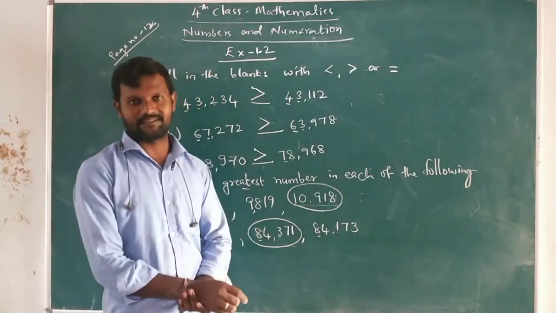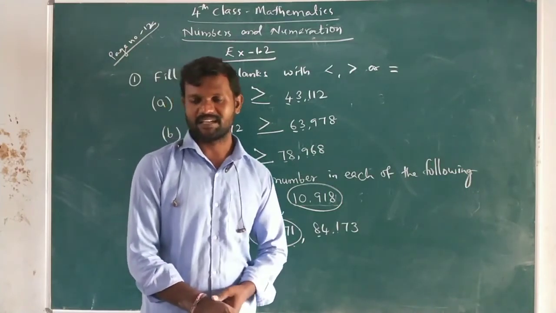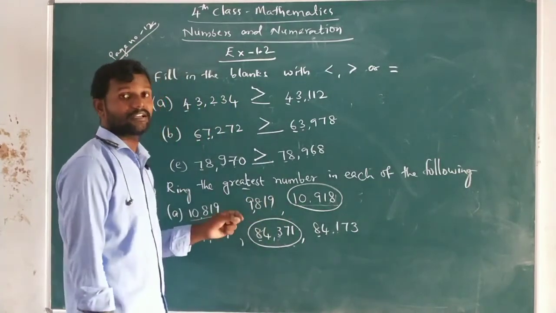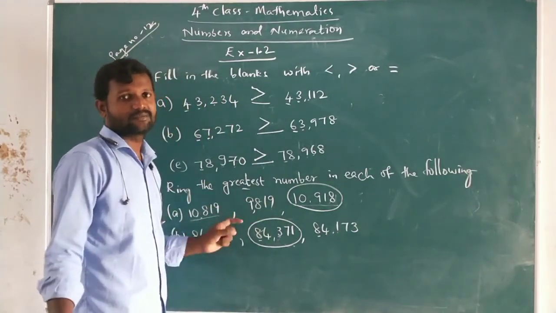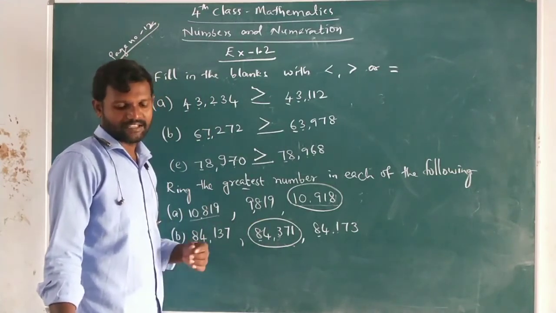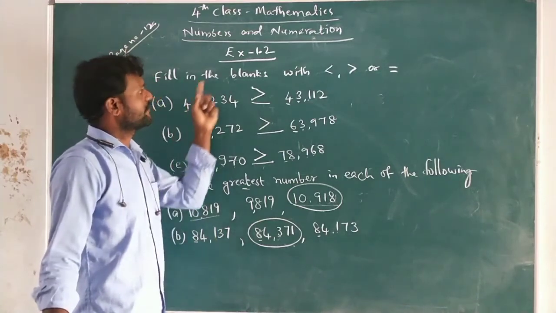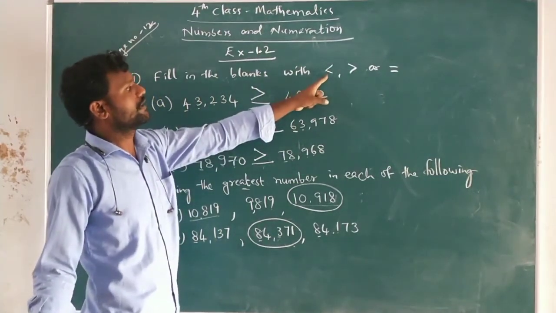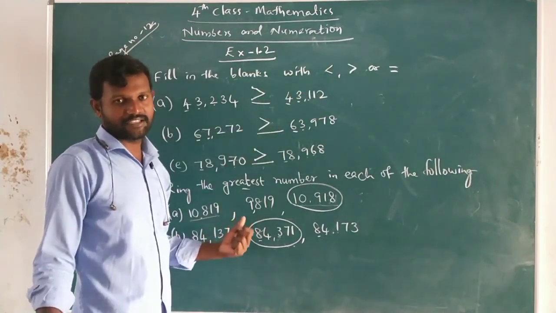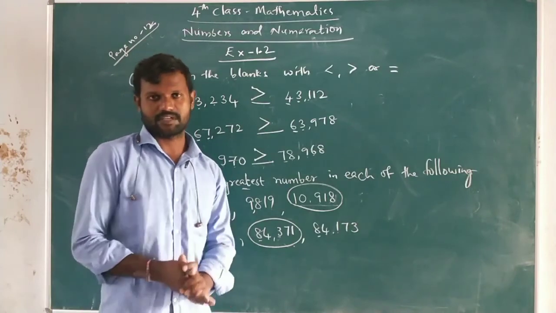Similarly, the third bit is there. Ring the smallest number in each of the following. So like this only you have to do, but which number do you have to identify? The smallest number. Okay, open textbooks, page number 12, exercise 1.2. In the first bit you have to identify the less than, greater than or equal symbols, in the second bit identify the greatest number, and in the third bit identify the smallest number. So solve these problems.